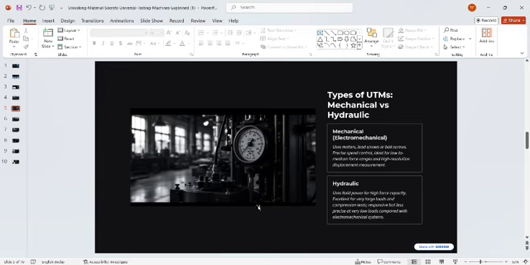The second one is the hydraulic type of UTM. It uses fluid power for high force capacity.